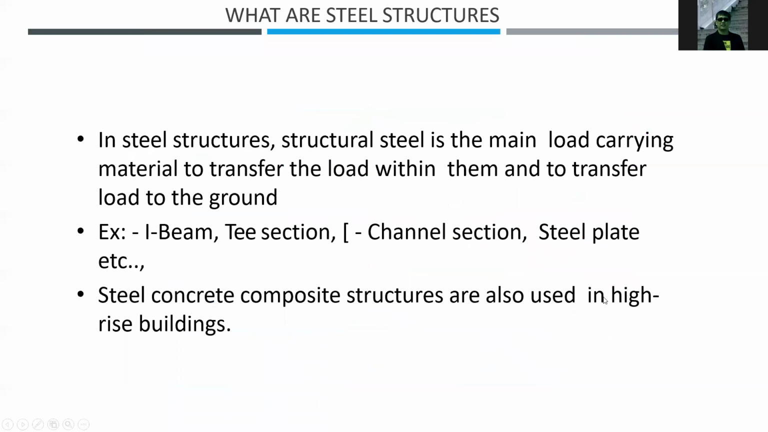Okay, what are the steel structures? In steel structures, structural steel is the main load carrying material to transfer the load within them and to transfer load to the ground. So examples of steel structures, we have the I-beam, the sections, the channel, steel plate. Steel concrete composite structures are also used in high-rise buildings. So sometimes we use a composite structure, a combination of steel and concrete. Those are called composite structures.